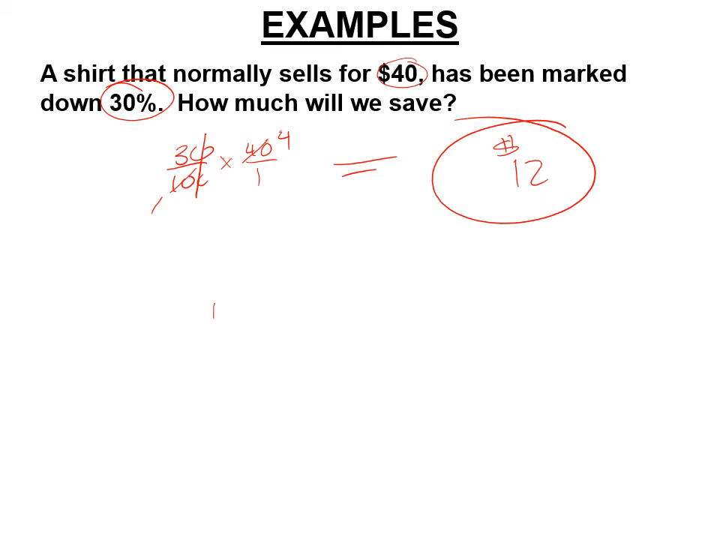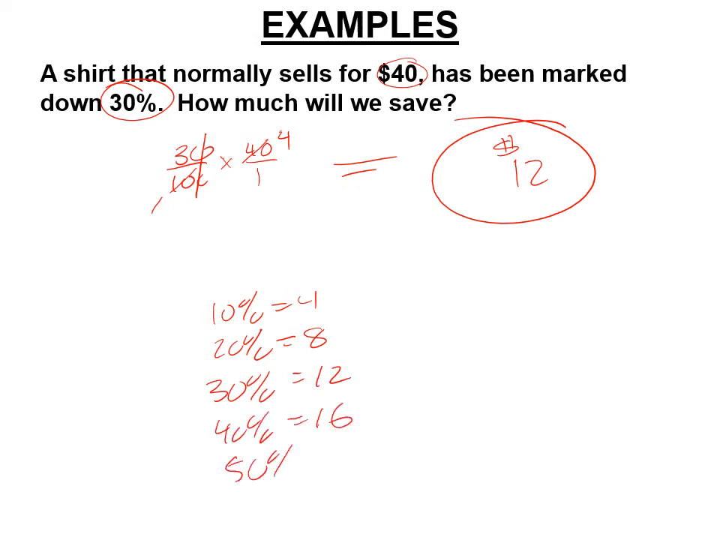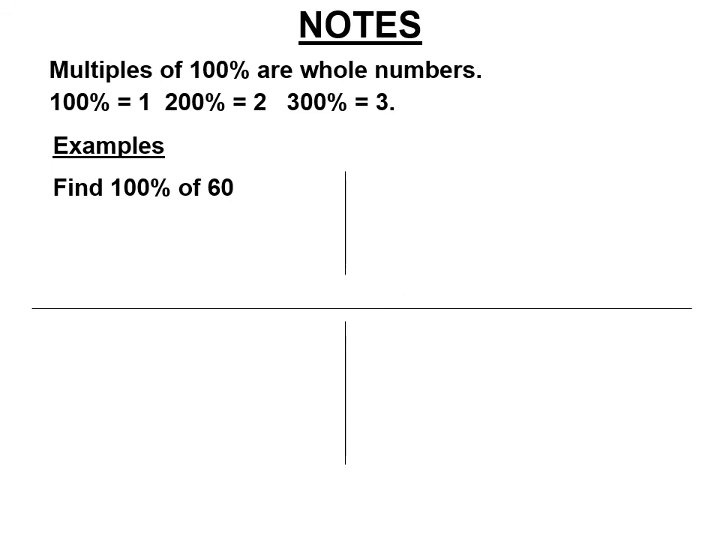So let's make sure we understand what I just said. 10% would be 4. And 20% then would be 8. And 30% of 40, we're doing 12. And 40% would be 16. And 50%, half of it, would be 20, right, and so on. Right, 100% of 60 is 60, right?